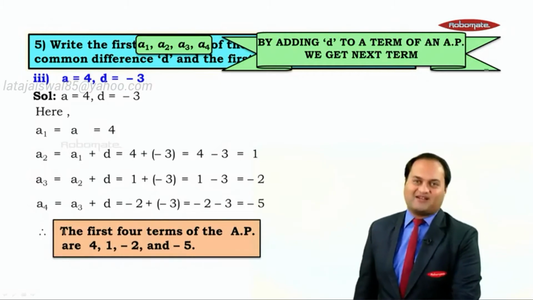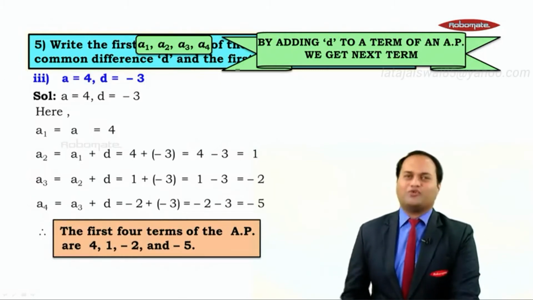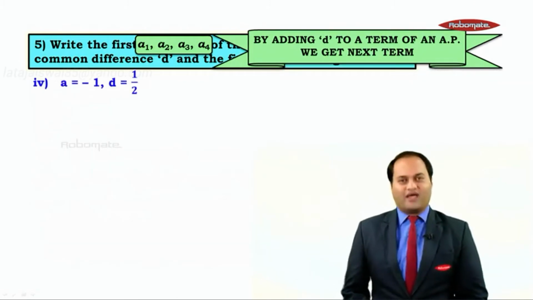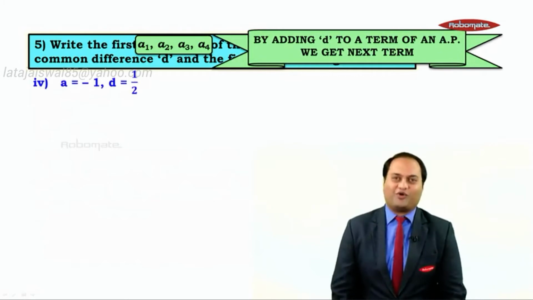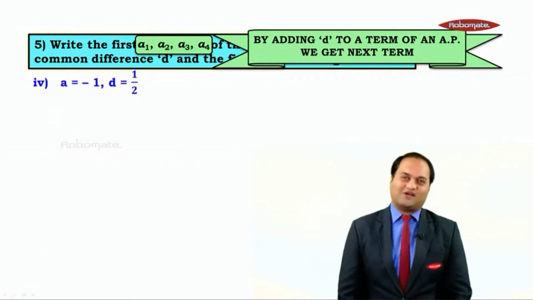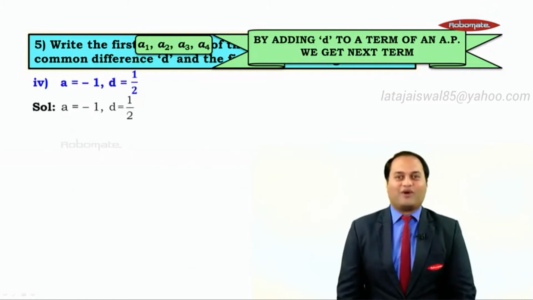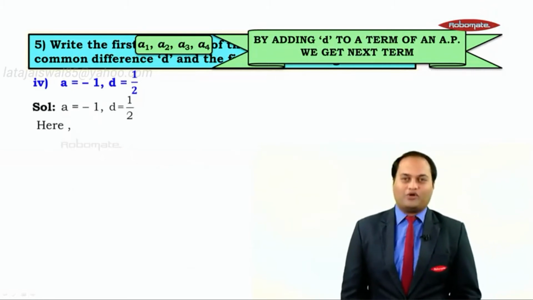So the first four terms of the AP are 4, 1, minus 2 and minus 5. As simple as that. Let's quickly go through a few more sums of the similar type. The next sum is A is equal to minus 1 and D is equal to 1 upon 2. A bit of calculations here because there is a fraction, right?